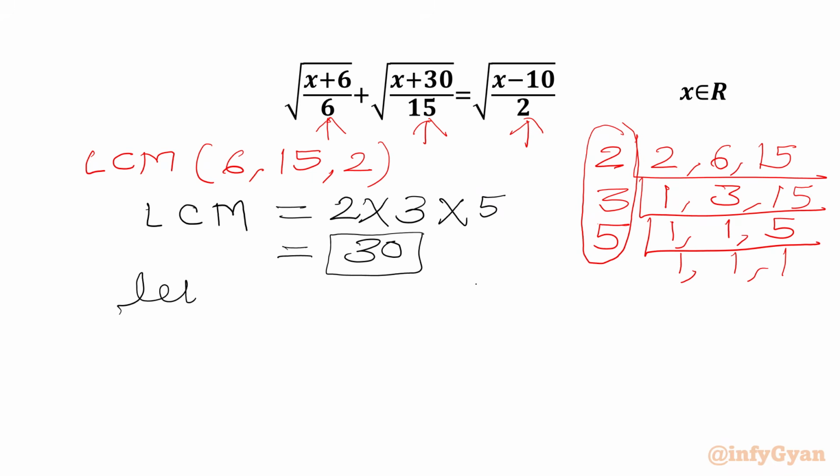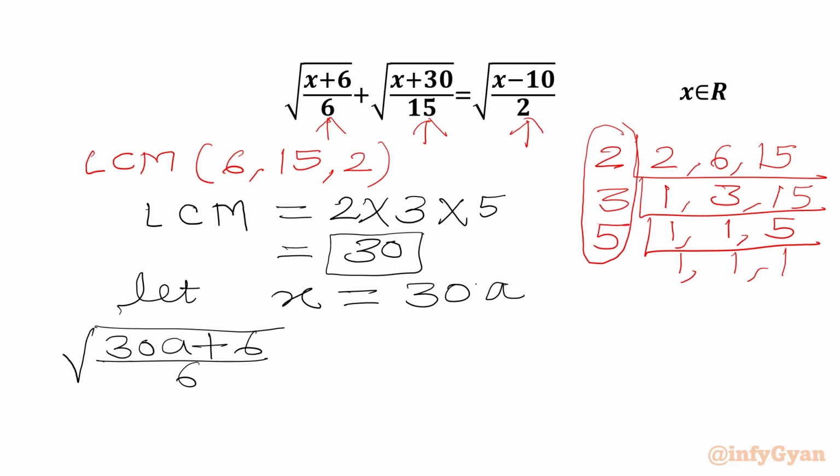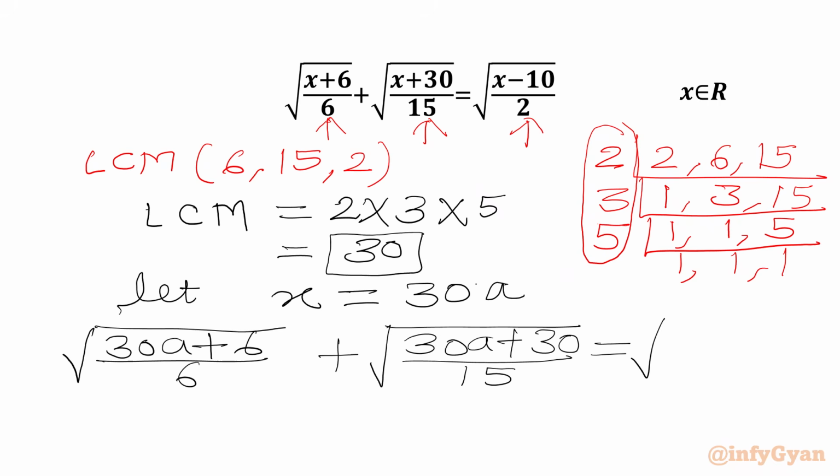So we will consider our substitution x equal to 30 times a. Now we can rewrite our equation: square root of 30a plus 6 divided by 6 plus square root of 30a plus 30 divided by 15 equal to square root of 30a minus 10 divided by 2.